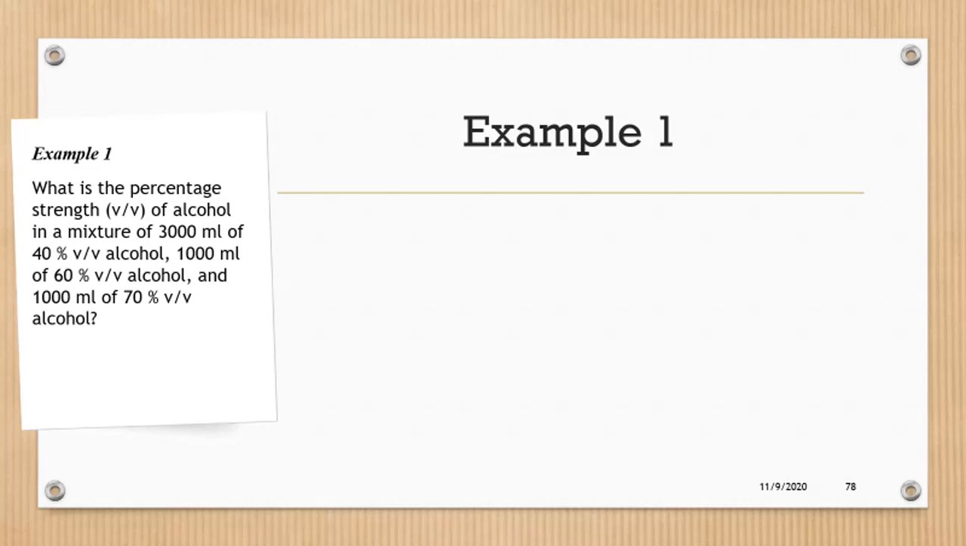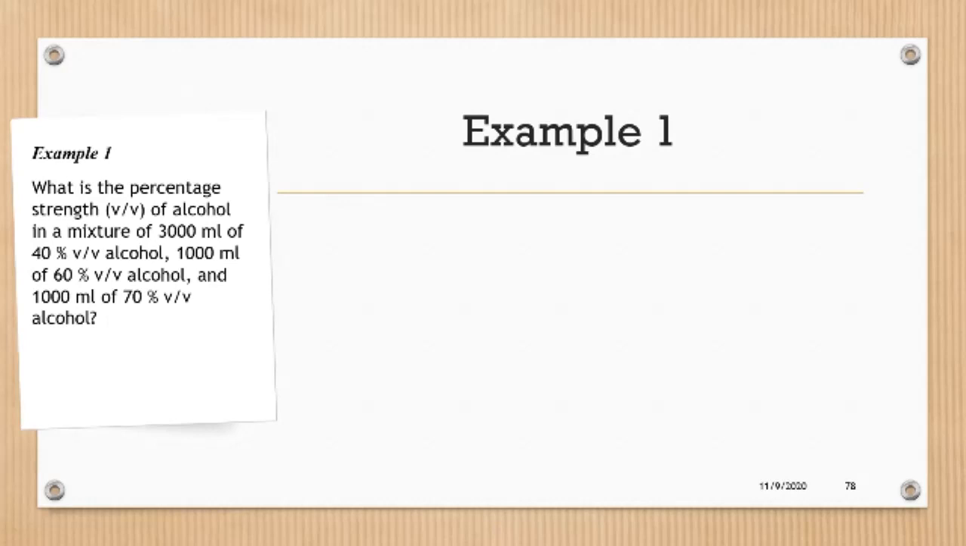So here, for alligation medial, you do not know what the final concentration is going to be, neither do you know the final volume. It's really just a method to determine, if I mix all of these mixtures of varying concentration and amounts together, what would be my resulting volume and my resulting concentration of that mixture.